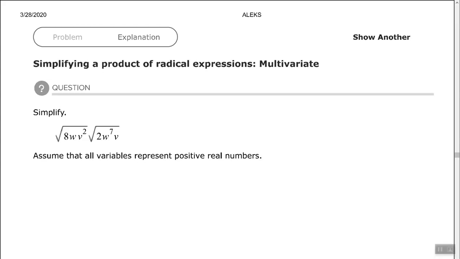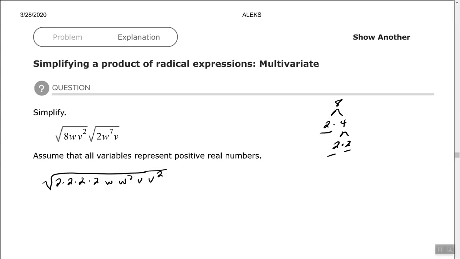All right, so this one, we have the square root of 8 times w times v squared times the square root of 2 times w to the 7th times v. Okay, so let's look at this. If I break 8 down, it's 2 times 2 times 2. I have that other 2 there. W to the 1st, w to the 7th. Leave those like they are, and then v to the 1st and v to the 2nd. So I just took everything and put it underneath one radical.